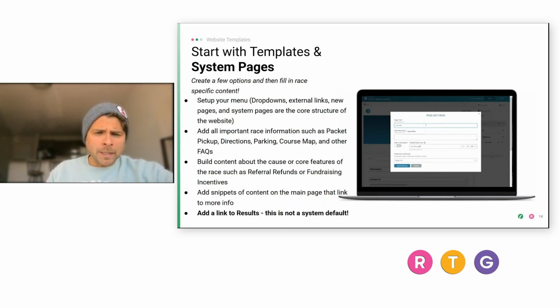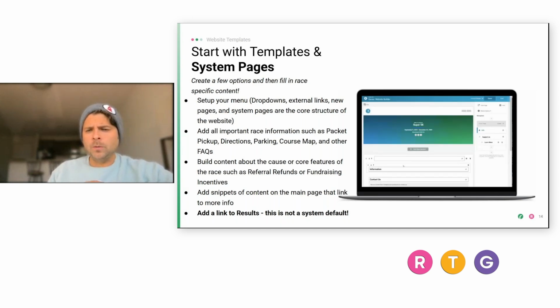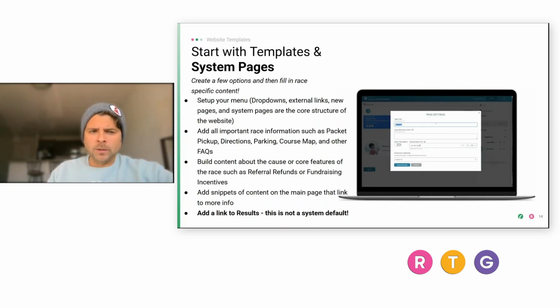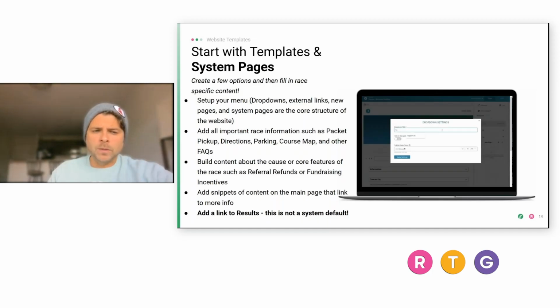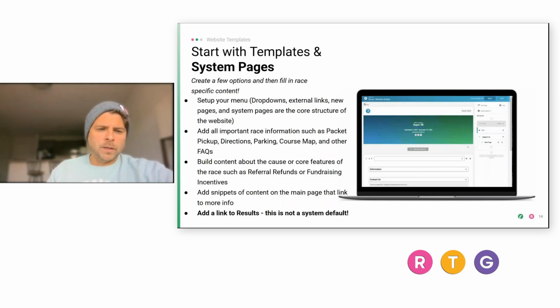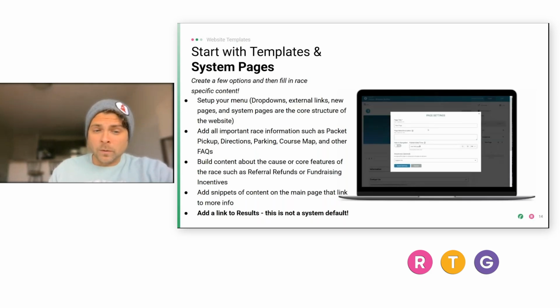So set up your menu and think about what you want to be in this. Whether that's just external links, new pages, system pages, and just pieces like packet pickup, directions, parking, course maps, other FAQs, and then build the content around the cause or core features for the race, such as referral refunds or fundraising incentives. Snippets of content to the main page can be helpful.